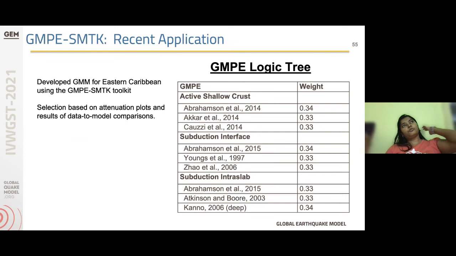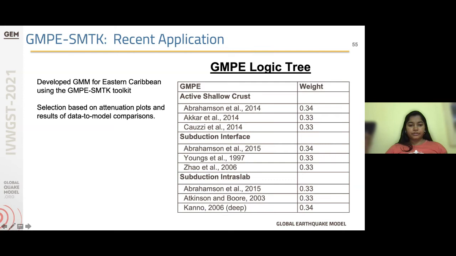After speaking so much in detail about these tests, where does this all come to? It comes to whenever we are trying to form a logic tree. As you know, this becomes an epistemic uncertainty, which is the reason why we use multiple ground motion models and not just one. Usually the logic tree is subdivided based on the tectonic regime, and for each tectonic regime, we use the GMPs that are applicable. Depending upon how these GMPs perform in the preliminary screening and the quantitative and qualitative tests, the weights are decided. This is usually subjective, and that is why we do a number of tests to make more calculated decisions. This was a logic tree developed using the SMTK toolkit for the Eastern Caribbean, as you can see here.